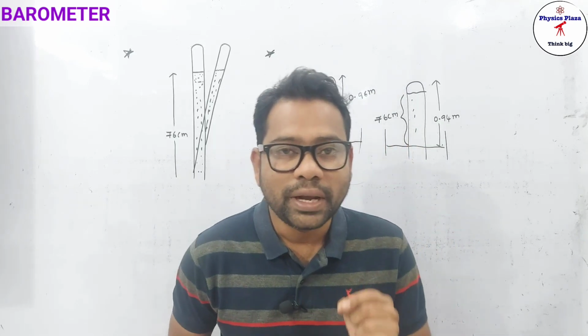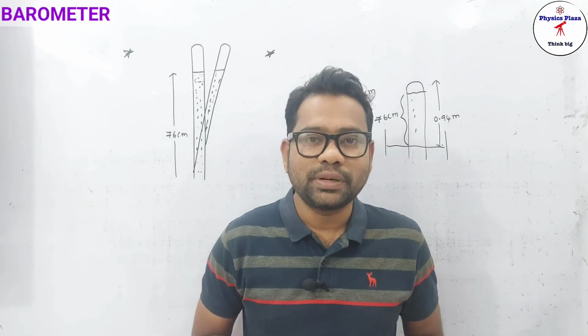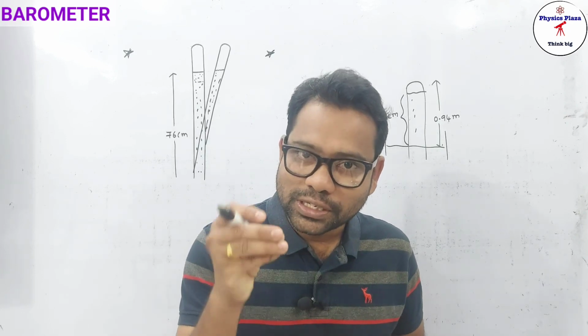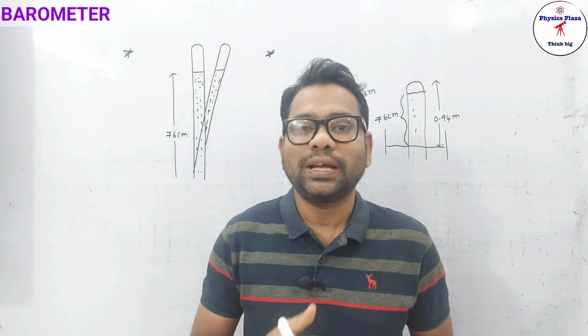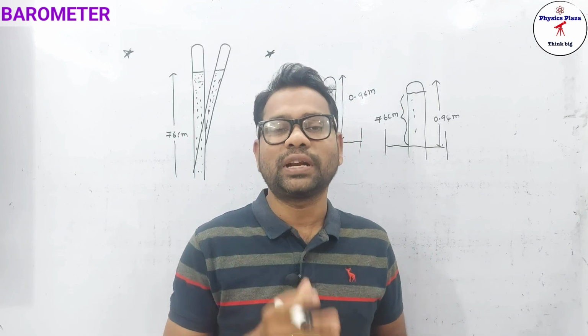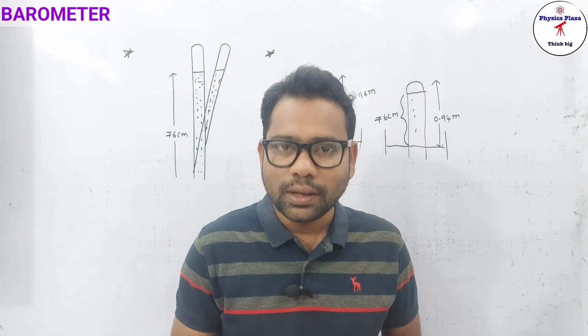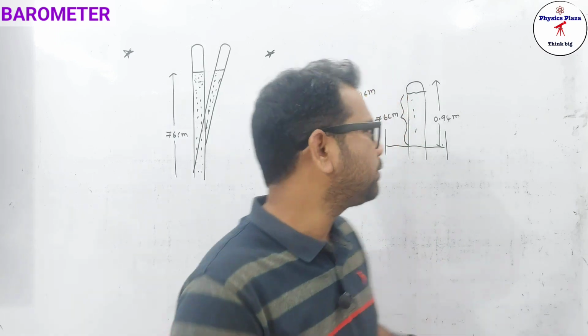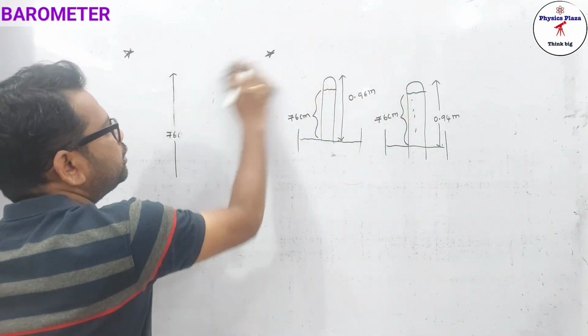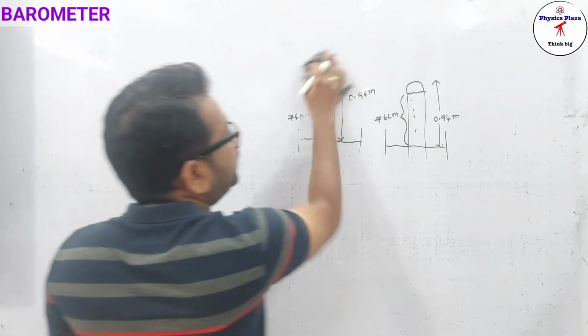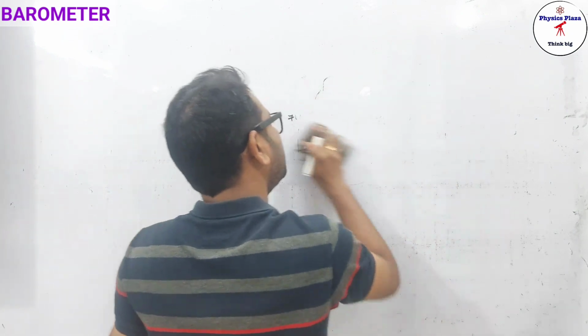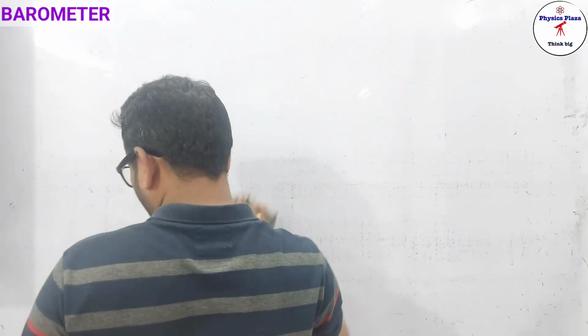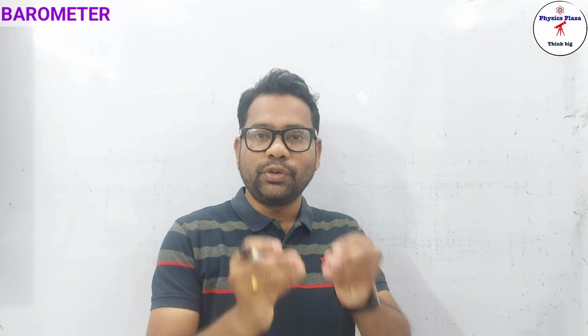Now children, we might get one doubt here: why are we using mercury as a barometric liquid? Children, what is a barometric liquid? The liquid used in the simple barometer to measure atmospheric pressure is called the barometric liquid. In general, we use mercury only. So why do we prefer mercury? Why can't we use water? Let us see the differences, then you will understand that we should use mercury as a barometric liquid and not water.